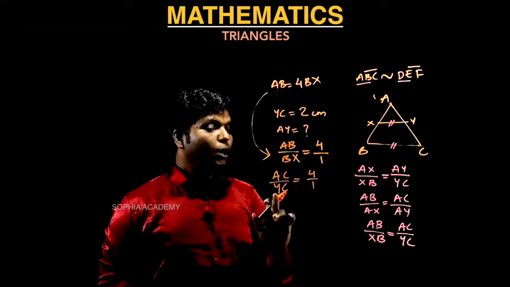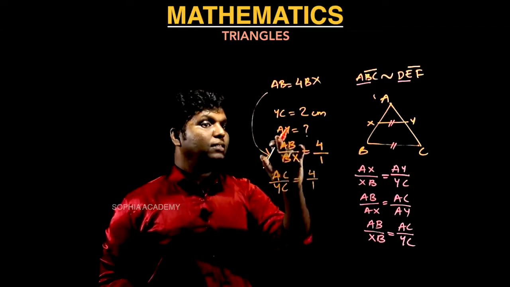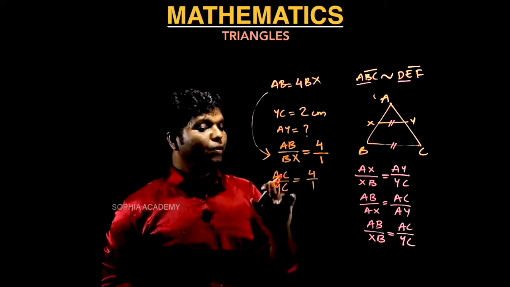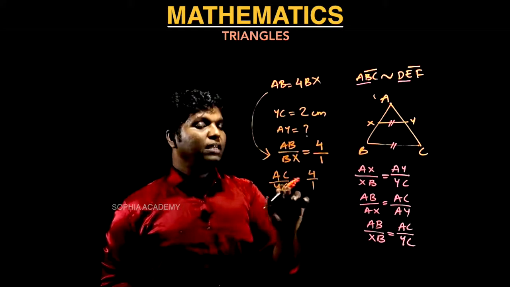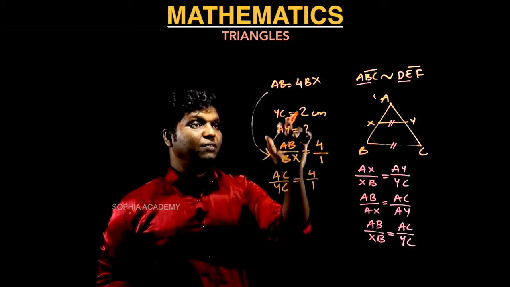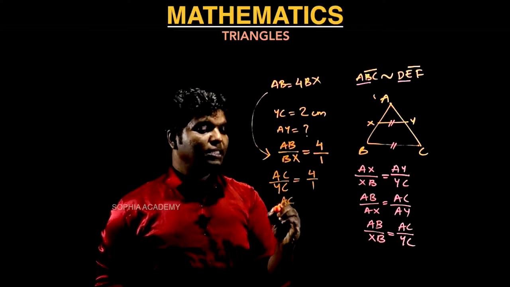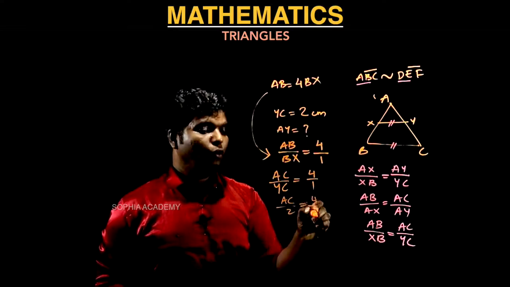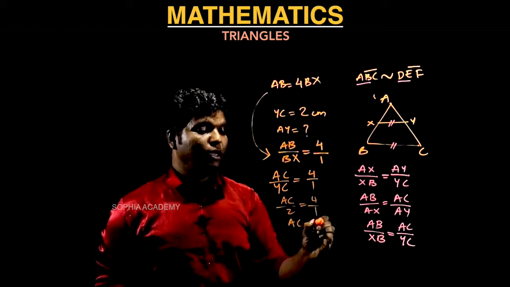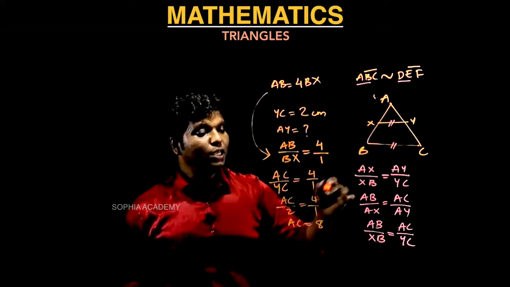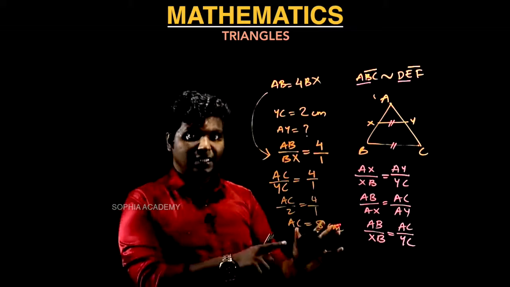Now you have to find AY. That is the question, right? So from this one, is AC given? No. Is YC given? YC is given, 2. So just substitute here: AC by 2 is equal to 4 by 1. Cross multiplying, you will get AC is equal to 2 into 4, it is 8. Whole AC you got, 8 centimeter.